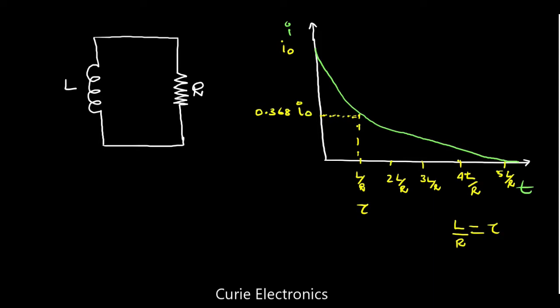Now this is given by an equation. What is the equation? The decay of current is given by I equals, this I is varying with time, I0 the maximum current multiplied by e to the power minus t upon tau. This tau we can replace by L upon R.